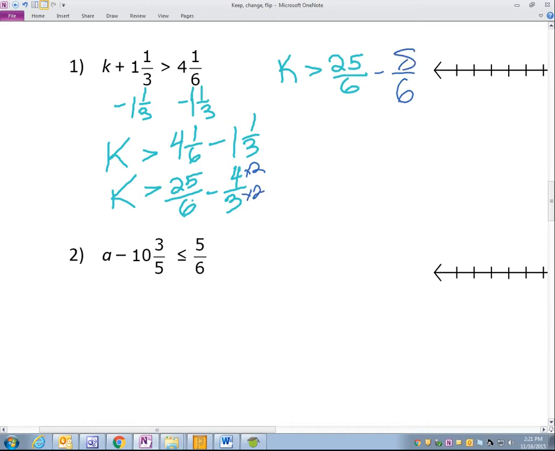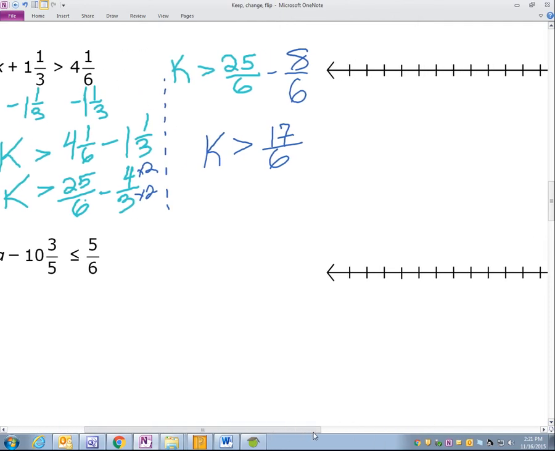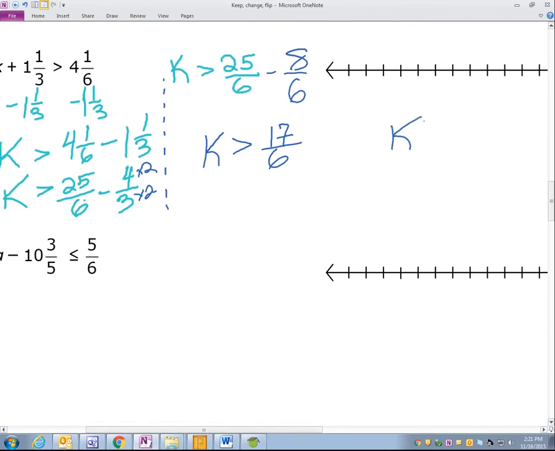So now I have 25/6 minus 8/6. So I can rewrite that. I'm going to just do a dotted line here so we don't get confused. K is greater than 25 minus 8 is going to be 17/6, which equals K is greater than 2 5/6.